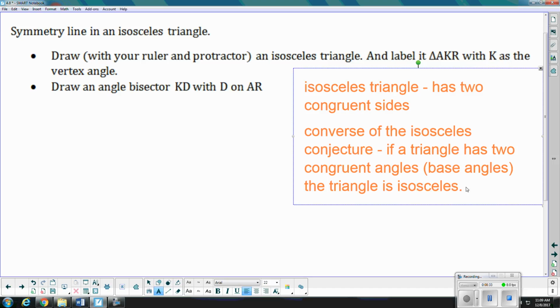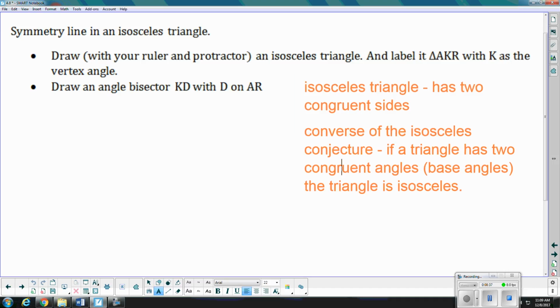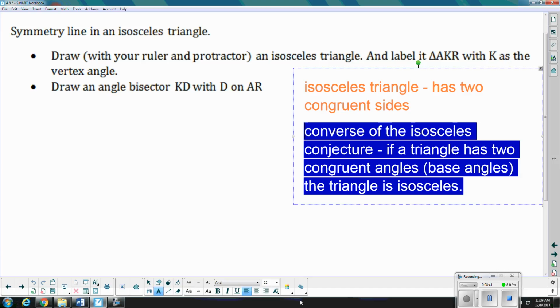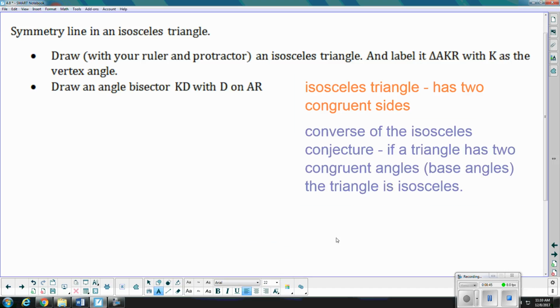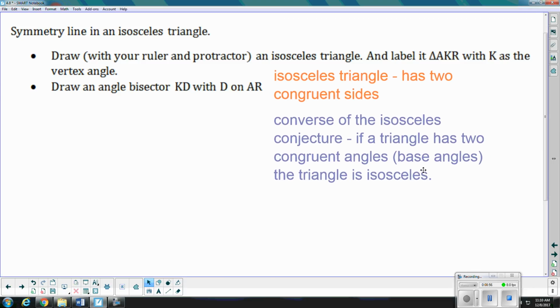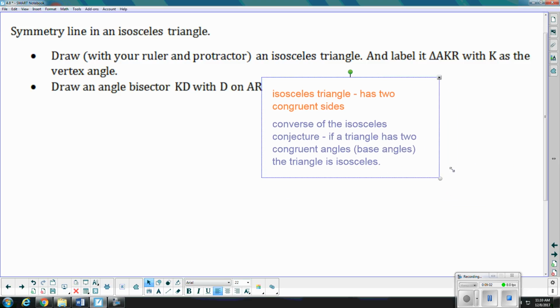Okay, so these are two different conjectures. Well, one actually is the definition of an isosceles triangle, and the other one is a conjecture that we looked at earlier this chapter. So you could use either one of these to draw your isosceles triangles. I'm going to use the base angles one because I think that's a little bit easier. It doesn't really matter which one you use, but I think that it's easier just to measure the angles.